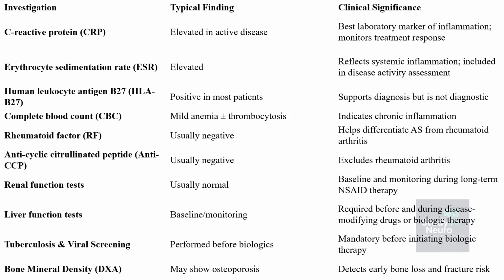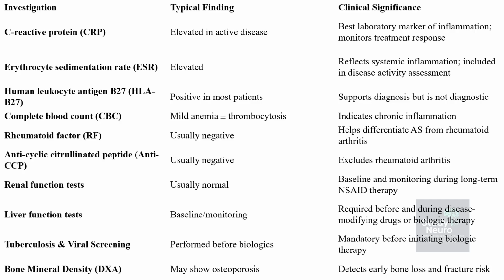Laboratory investigations in ankylosing spondylitis help assess inflammation, support the diagnosis, identify other conditions, and monitor treatment safety. C-reactive protein and erythrocyte sedimentation rate are useful markers of systemic inflammation, although they may remain normal in some patients. Human leukocyte antigen B27 can support the diagnosis, but a positive result alone does not establish ankylosing spondylitis. Other tests help with the wider clinical picture. A complete blood count may show mild anemia related to chronic inflammation, while rheumatoid factor and anti-cyclic citrullinated peptide antibodies are usually negative and can help distinguish ankylosing spondylitis from rheumatoid arthritis.